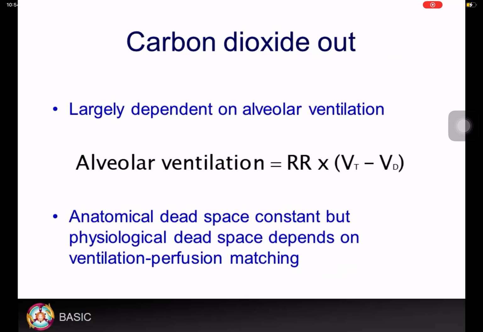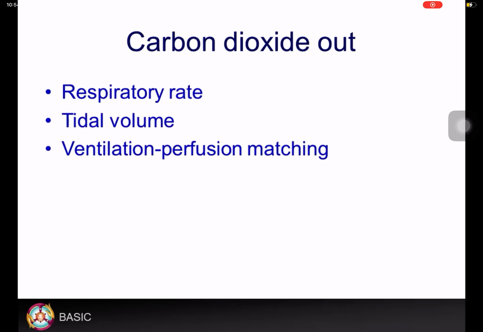Carbon dioxide removal is largely dependent on alveolar ventilation, which in turn is dependent on the respiratory rate times the difference between tidal volume and dead space. The latter will vary dependent on ventilation, perfusion, and matching. Thus, carbon dioxide elimination is dependent on the respiratory rate, tidal volume, and ventilation-perfusion matching.